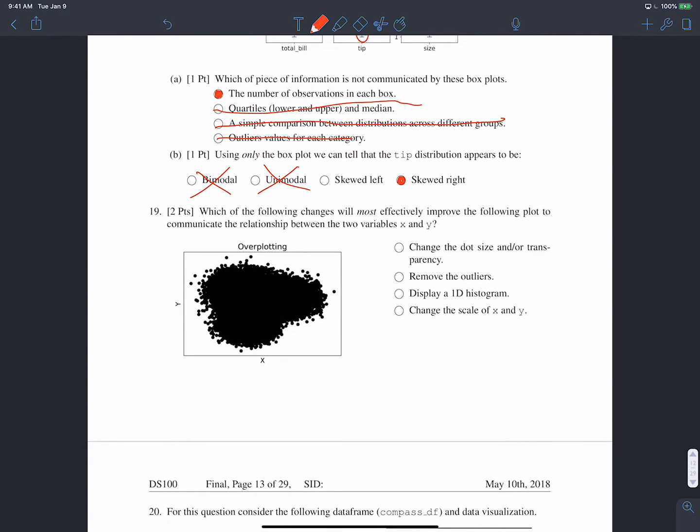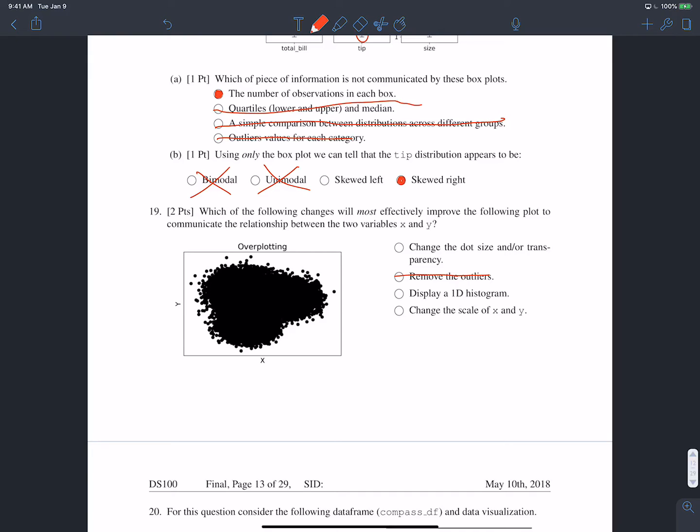Okay, 19. Which of the following changes will most effectively improve the following plot to communicate the relationship between X and Y? Will removing the outliers do anything? No, not really, because the issue we have is that all the values are concentrated in one area. So getting rid of the outliers wouldn't really change anything. It doesn't seem like there are a whole lot of outliers anyways.